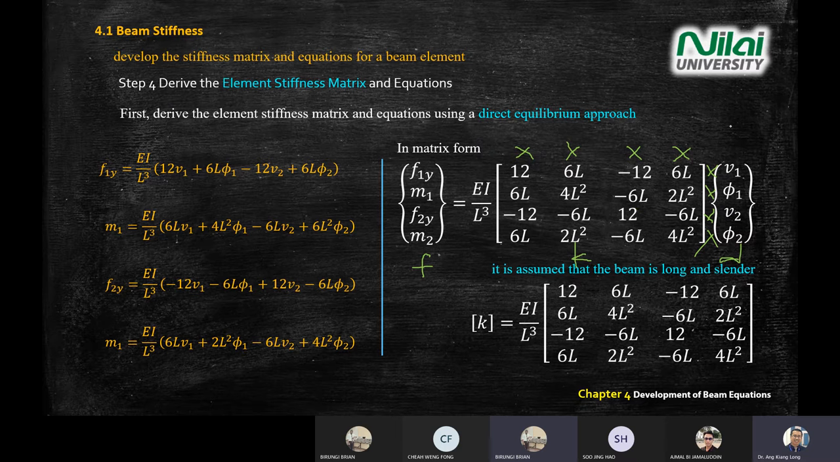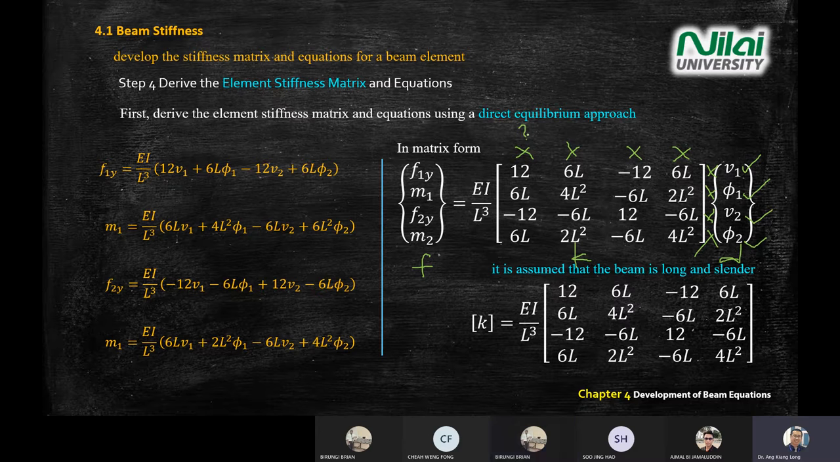What is your D? What is your displacement? What are the displacements you have in the beam structure? V1, then the angle one, V2 and the angle two. So what should you put here if you're referring to your D?